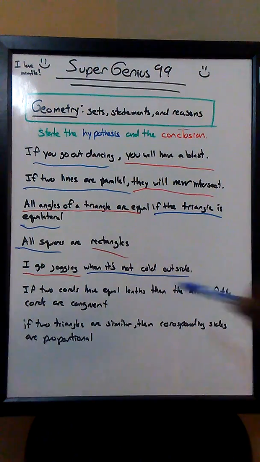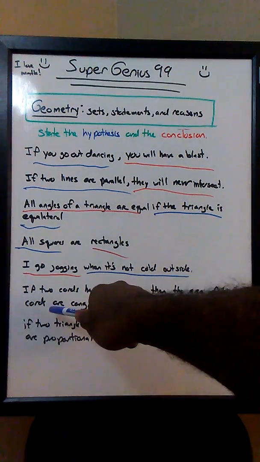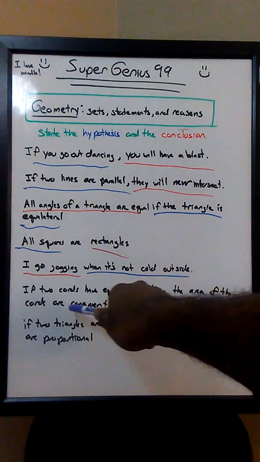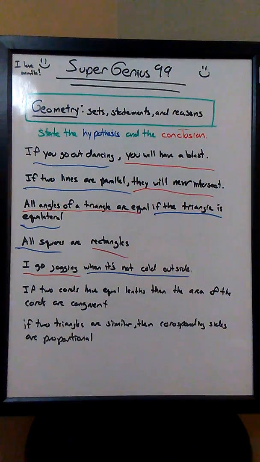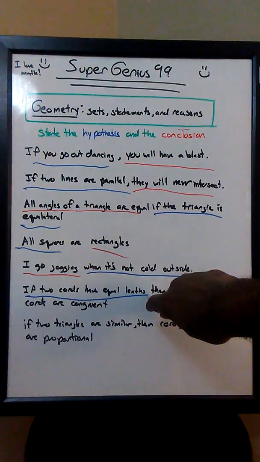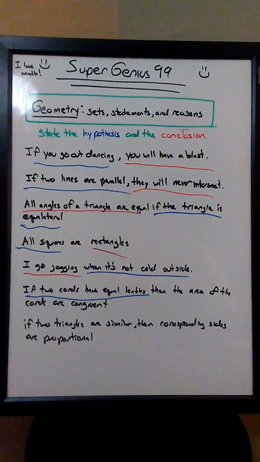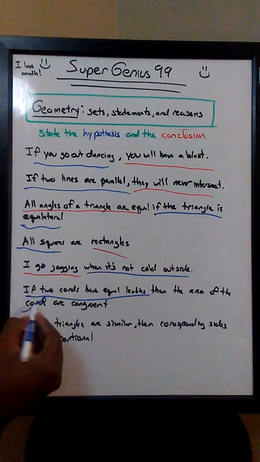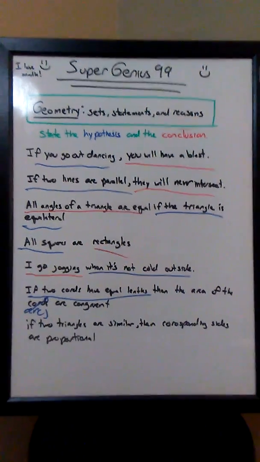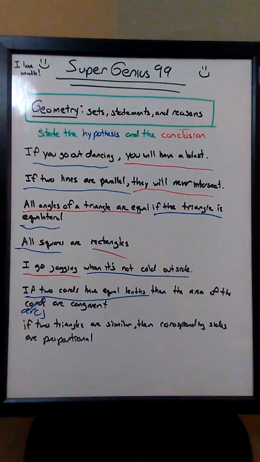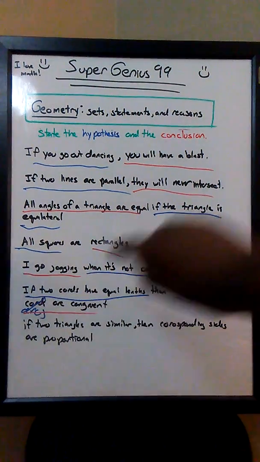If two chords have equal lengths, then the area of the chords, or the area of the arcs, are congruent. So if two chords have equal length, you should say the area of the arcs are congruent. Okay. So what is the if? Pretty simple. If two chords are equal lengths, and then this should say arcs. So if two chords are equal length, and then your conclusion, the area of the arcs are congruent.